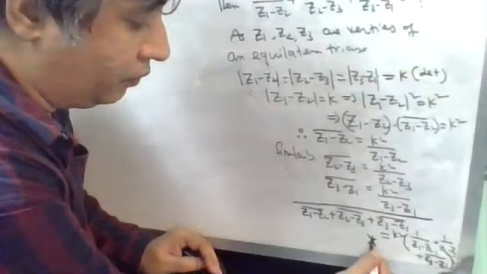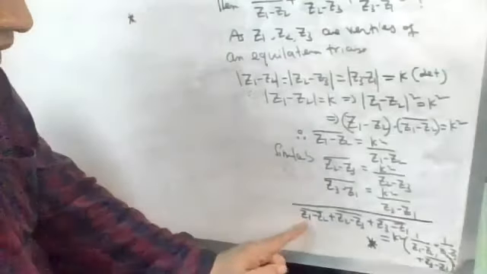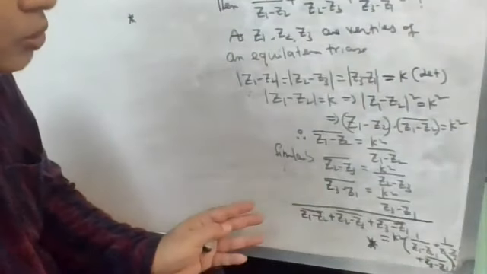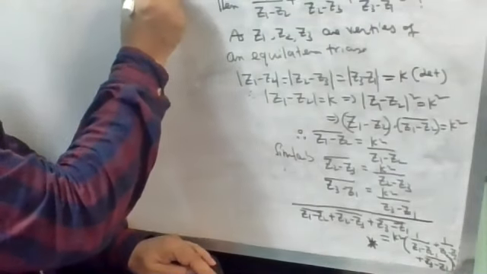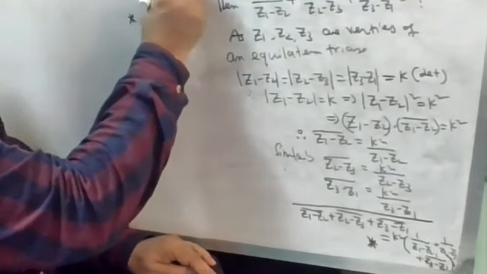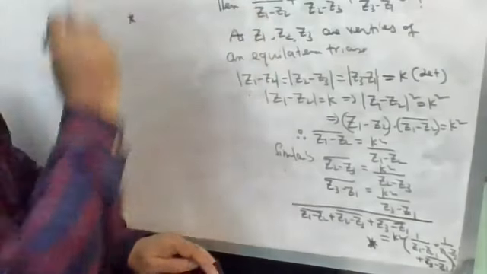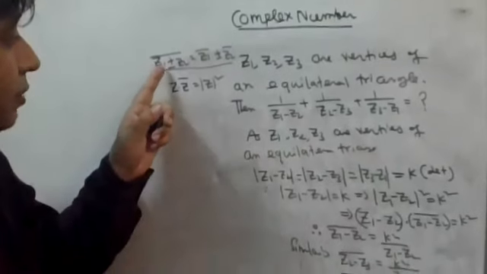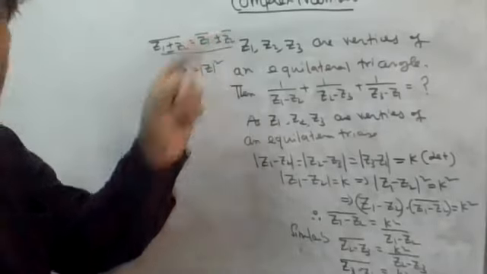So from this place, I am shifting to this place. What will I do with the bar sign on the top? I will split it up into two parts. Why? Because we are taught that (Z1 plus minus Z2) whole bar is Z1 bar plus minus Z2 bar.